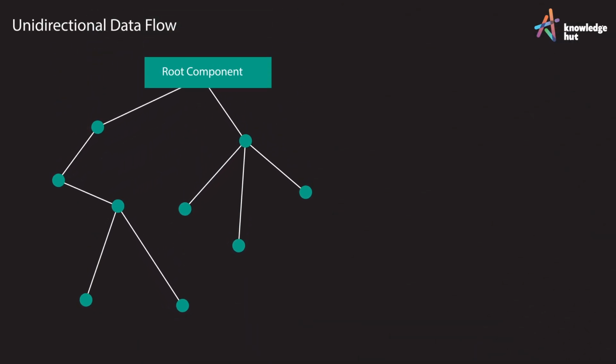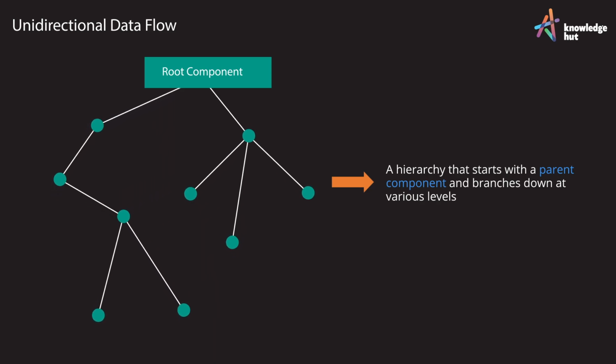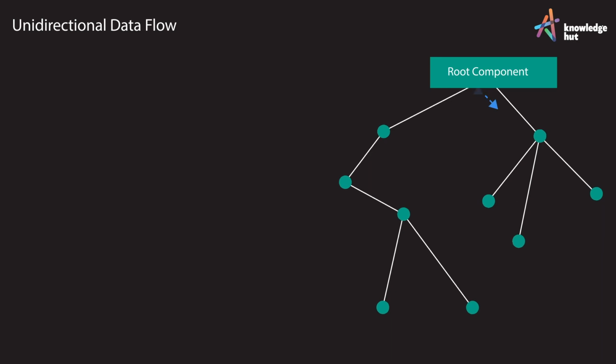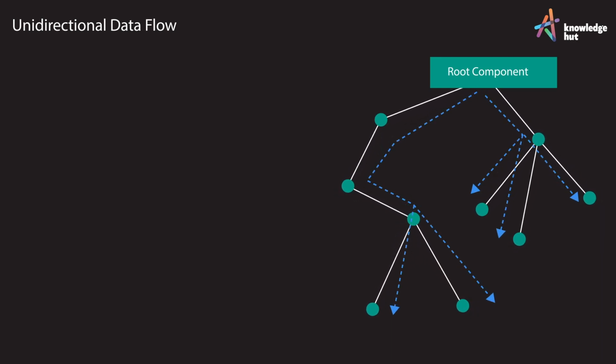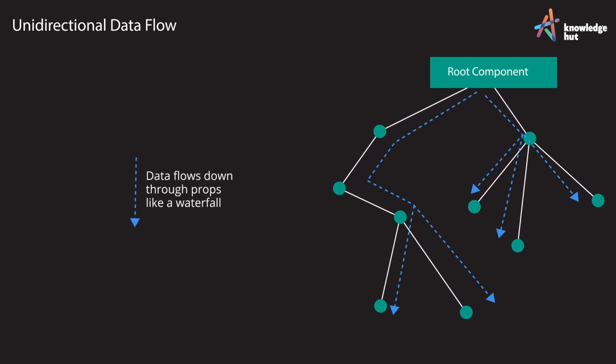In this video, we'll try to understand how data flows in a React application. A React application is made up of a number of nested components. This results in a hierarchy that starts with a parent component and branches down at various levels. When visualizing data and how it should flow in an application, it is logical and easier to imagine data flowing down from a parent to a child like a waterfall.